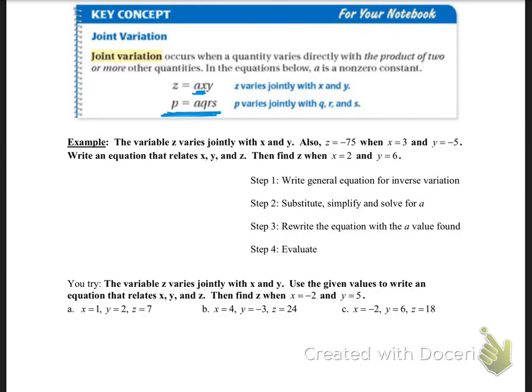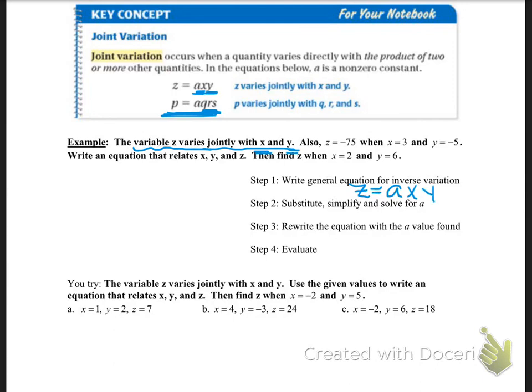This one, you have 3 things joined together with a. That's fine. Here I only have 2. It's still just joint. We don't have any other special name for it. So let's read the problem. The variable z varies jointly with x and y. So z varies. The general equation for that then, for step 1 here, is going to be z equals a times x, y.